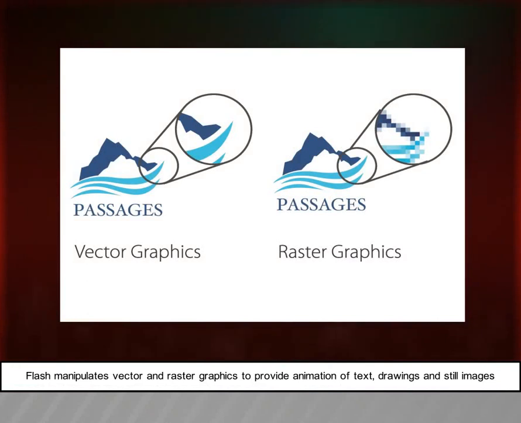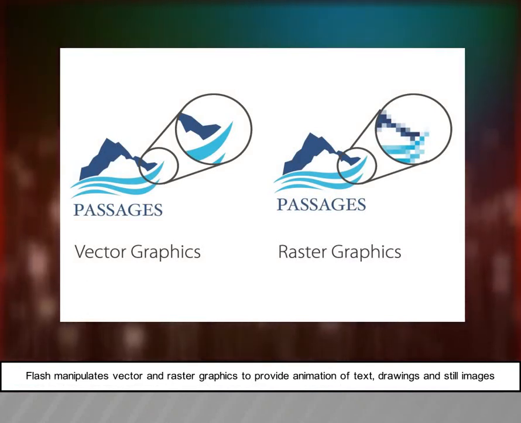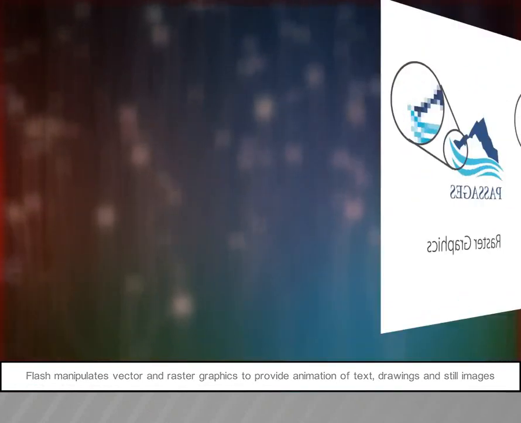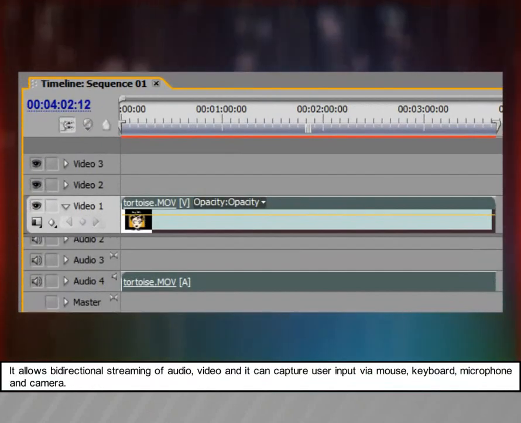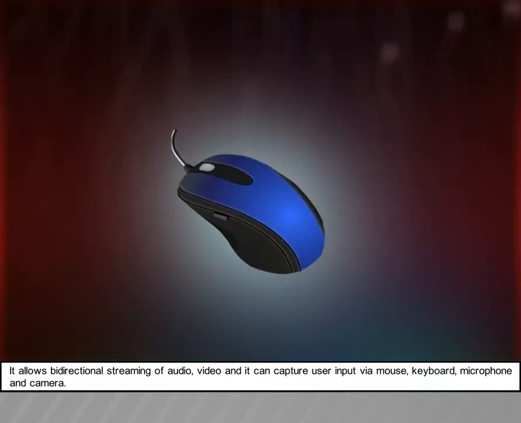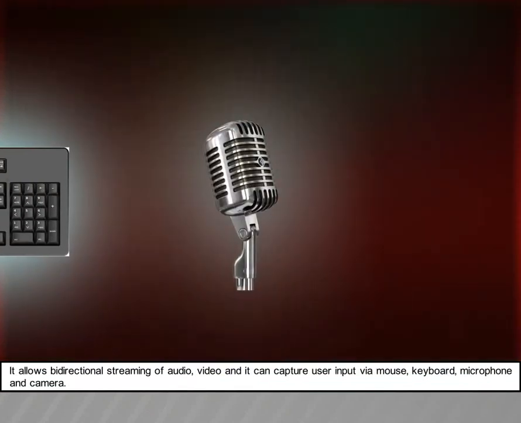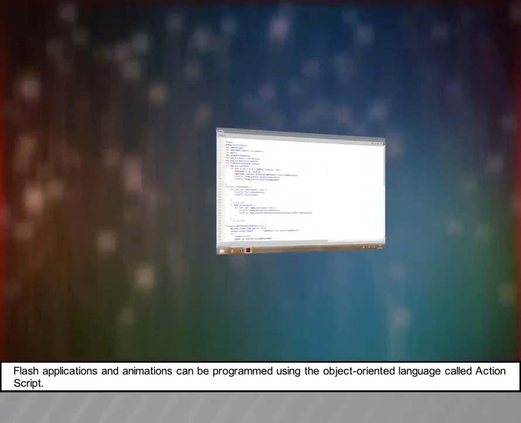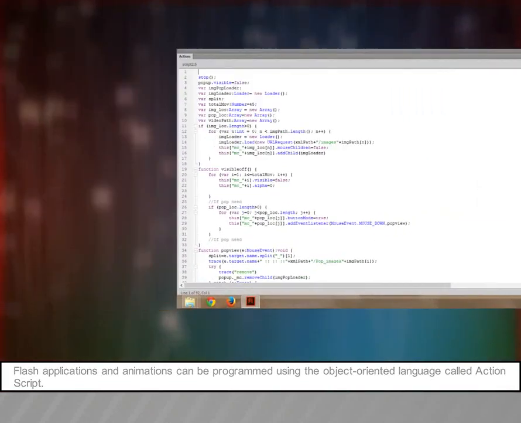Flash manipulates vector and raster graphics to provide animation of text, drawings, and still images. It allows bidirectional streaming of audio, video, and it can capture user input via mouse, keyboard, microphone, and camera. Flash applications and animations can be programmed using the object-oriented language called ActionScript.